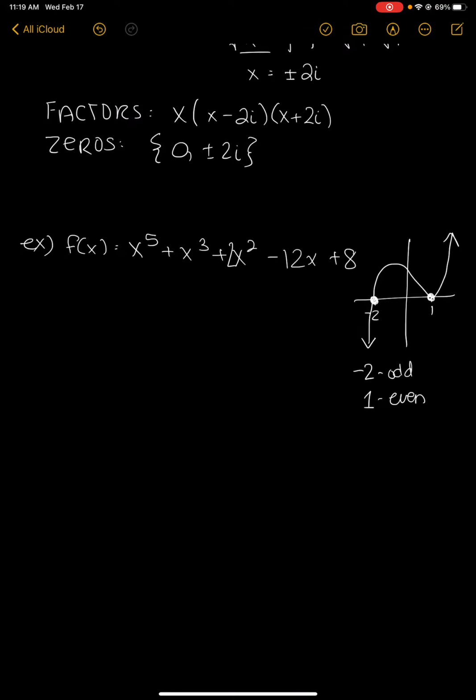So using as much algebra as we can, what we're going to do is take that -2, it's odd, so we can assume it happens once. We can write out the factor, so we know x plus 2, and we're going to do long division with my original function.